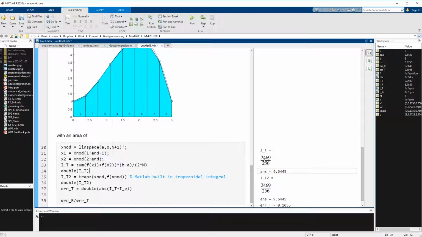All right, so our answer is this fraction, and this is evaluated to this number here in terms of decimals. Now, for the trapezoidal rule, you don't need to do all of this business here, because it's built into MATLAB. It's called trapz, and what you need to send in is just your evaluation points and the actual function evaluations.